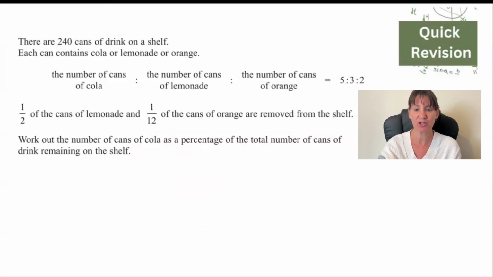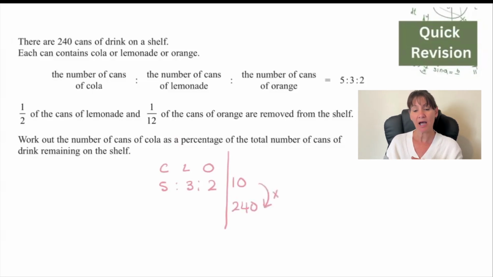So we know there's a total of 240, but what proportion goes where? So we're going to code this out. So CLO has the ratio of 5 to 3 to 2. So when I've just got that ratio on the shelf, that means I've got a total of 10 cans. But in reality, I've got 240. So I'm going to look to see how I get from 10 to 240. I multiply by 24. And then I do the same on the other side. So I've got 5 times 24.